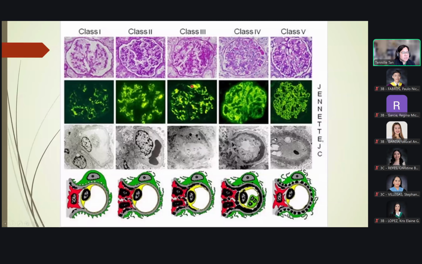You'll see your thickened glomerular basement membrane. So compare it to the other. Here you'll see this is the GBM. It's normal. Here it's very much thickened, and that's your class 5.